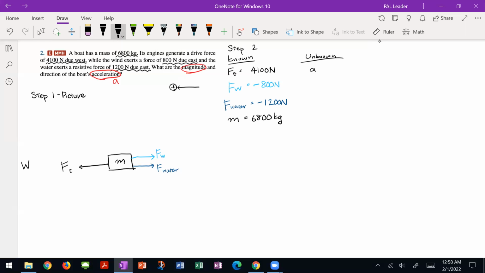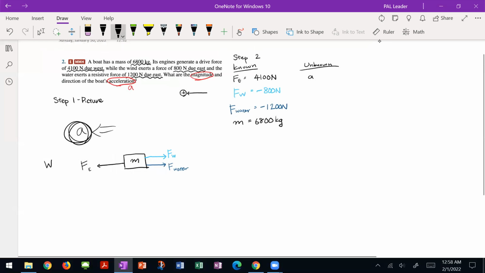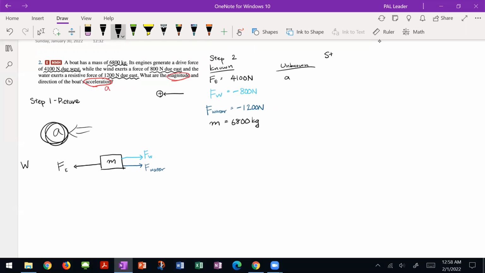And we're asked to find the acceleration of our boat. So we're going this way, right? And I assume we have an acceleration. We want to find out what this is. So step 3 is going to be our equation. Now this is our first time using this equation, or at least in the order that I'm recording these videos. It is Newton's second law, I believe.